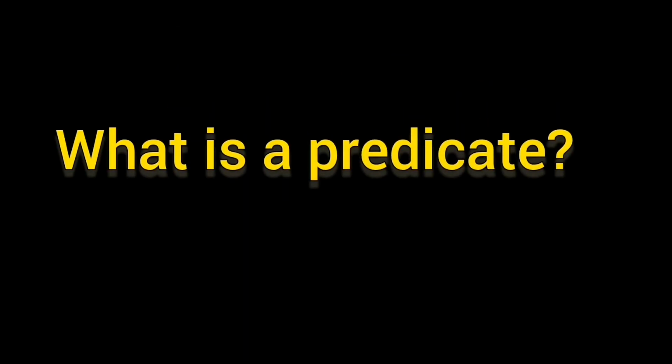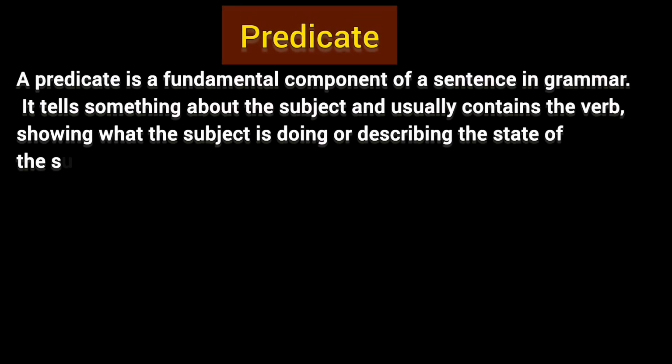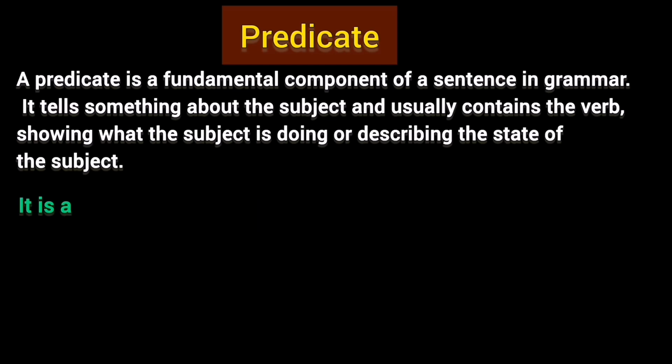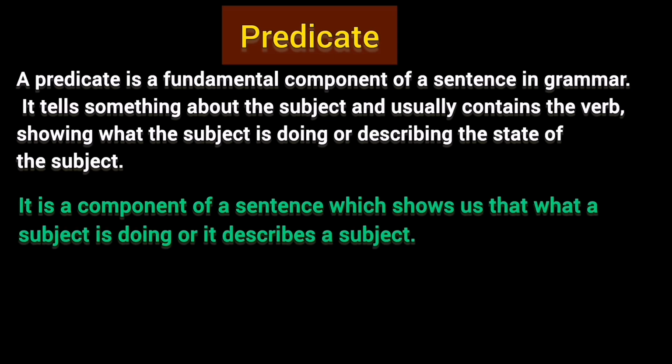What is a predicate? A predicate is a fundamental component of a sentence in grammar. It tells something about the subject and usually contains the verb, showing what the subject is doing or describing the state of the subject. What does it mean? Simply, it means that a predicate is a component of a sentence which shows us what a subject is doing or it describes a subject.